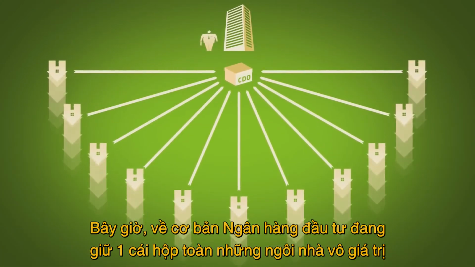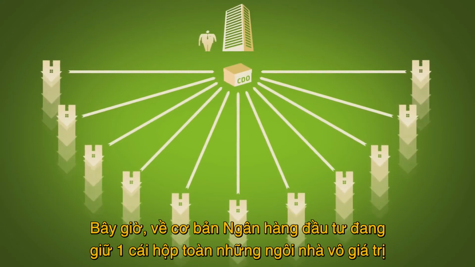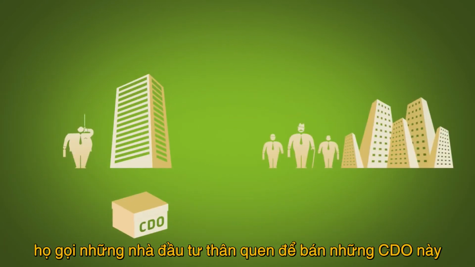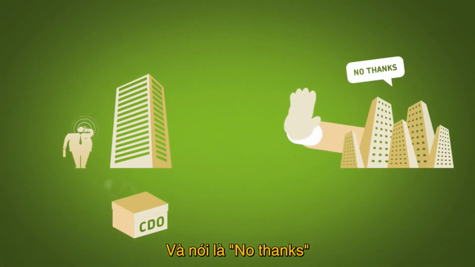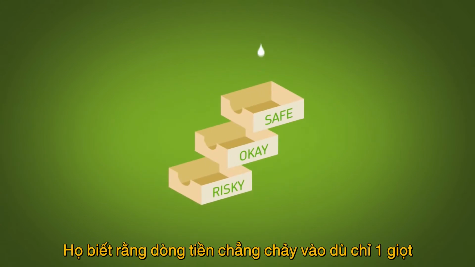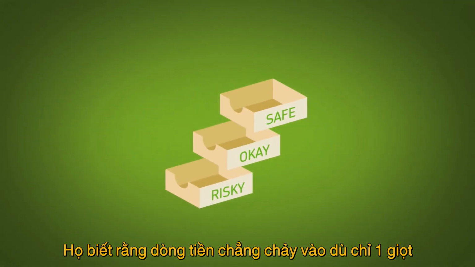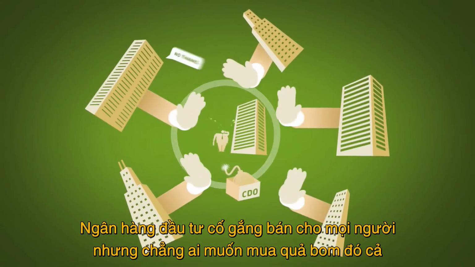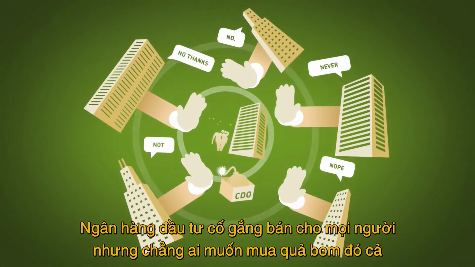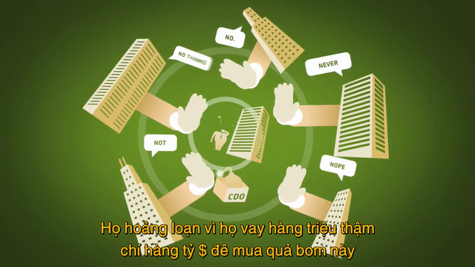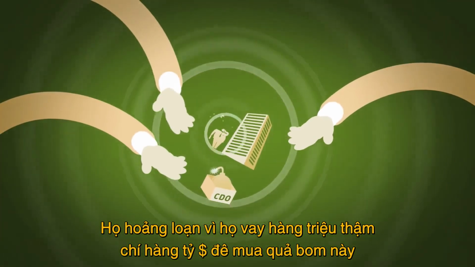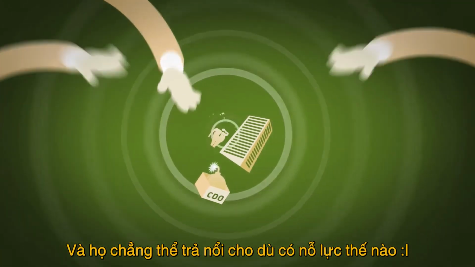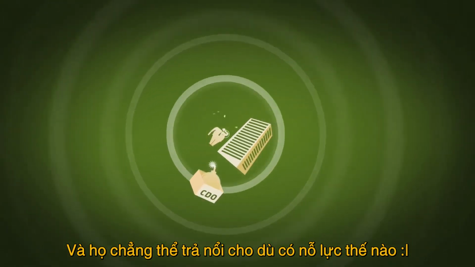Now the investment banker is basically holding a box full of worthless houses. He calls up his buddy, the investor, to sell his CDO, but the investor isn't stupid and says, no thanks. He knows that the stream of money isn't even a dribble anymore. The banker tries to sell to everyone, but nobody wants to buy his bomb. He's freaking out because he borrowed millions, sometimes billions of dollars to buy this bomb, and he can't pay it back. Whatever he tries, he can't get rid of it.